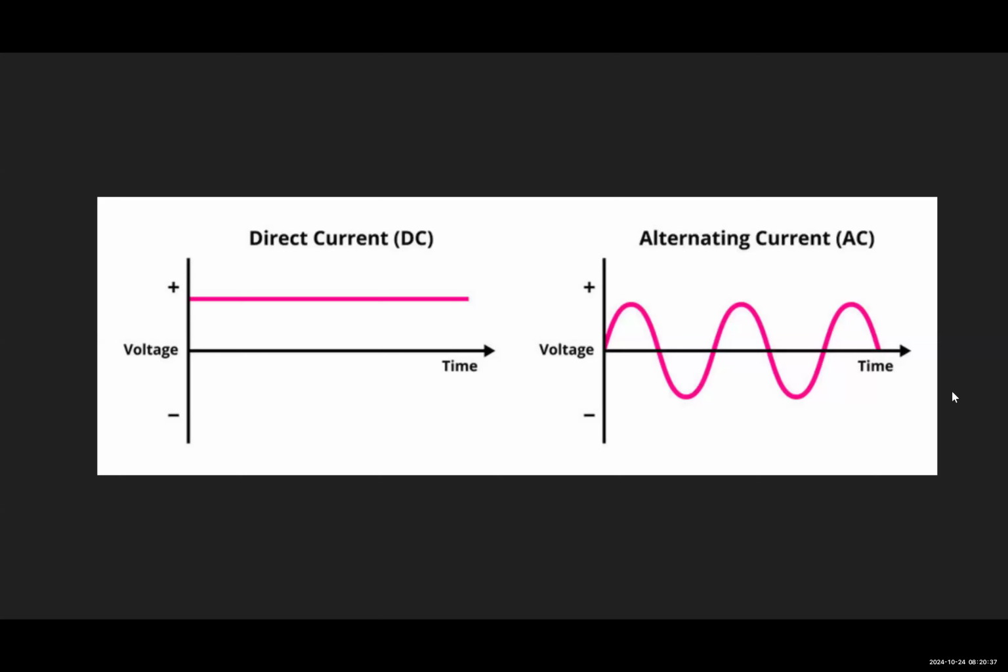And a visual to help explain the directions of the currents is these two graphs, where you can see that DC is one direction and alternating current moves back and forth.